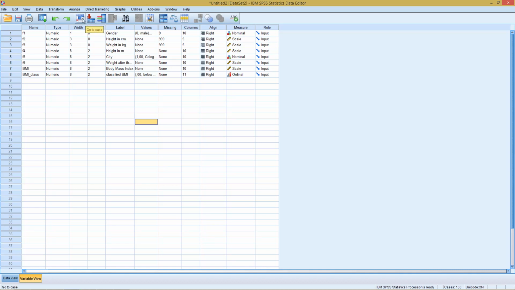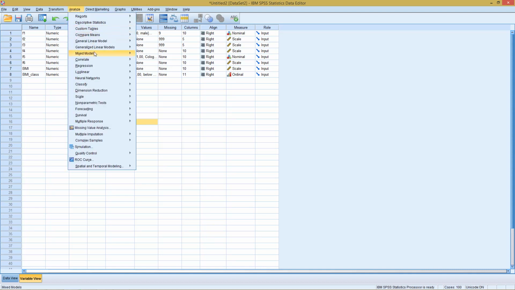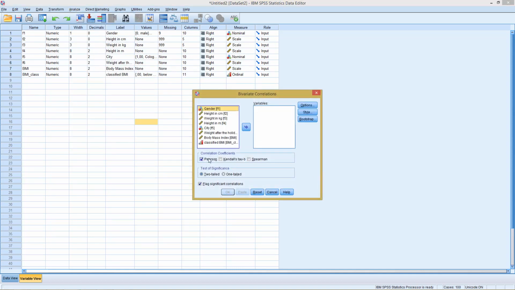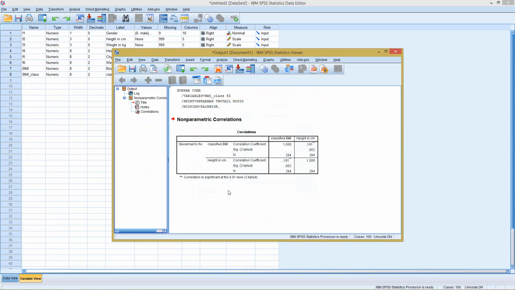It doesn't matter which type of correlation coefficient, both of them can be found here with Correlate, and in particular with Bivariate Correlations. Here directly in the lower part we see which type of correlation coefficient we can calculate. As I said, in this case we need Spearman's rank correlation. Select BMI, select height, and then click OK.